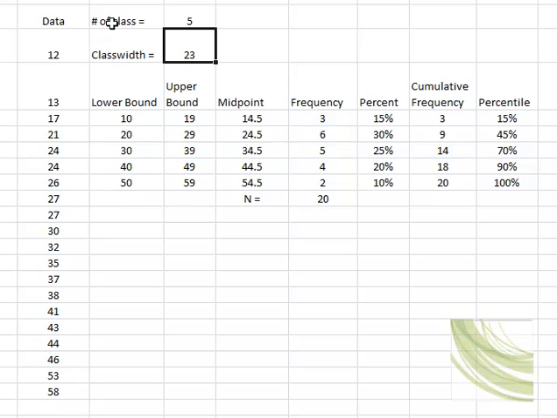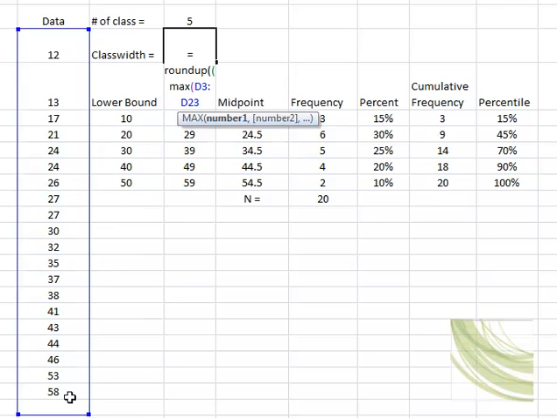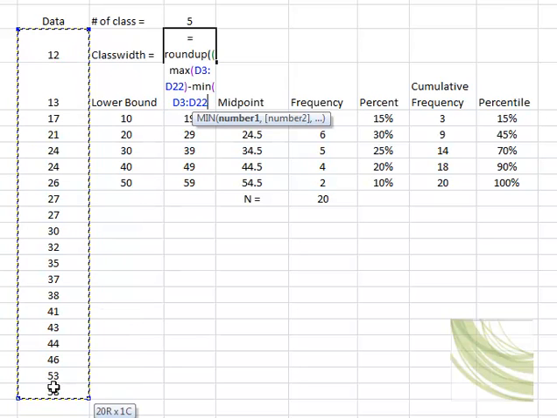Now first we want to get the number of classes. Suppose the number of classes is 5. Now we want to calculate the class width. So now let's use the formula equal ROUNDUP, R-O-U-N-D-U-P, MAX, M-A-X, and then the data, minus MIN, M-I-N, and then we get the data and close, then divide by number of classes.